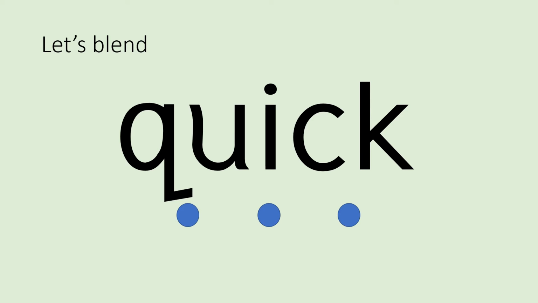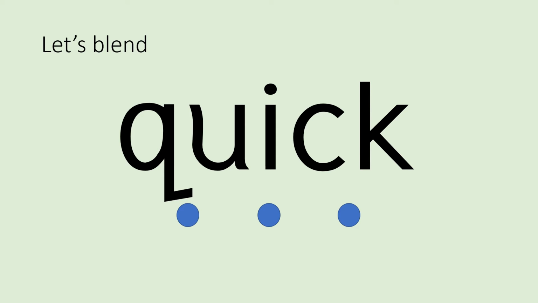And then we'll do some blending with it. So I've picked this one because it's interesting: there are 5 letters on the screen, but we've only got 3 phonemes, so 3 things to say when we have a go at this. Okay, so we've got qu, i, k, quick. Okay, qu, i, k, quick.